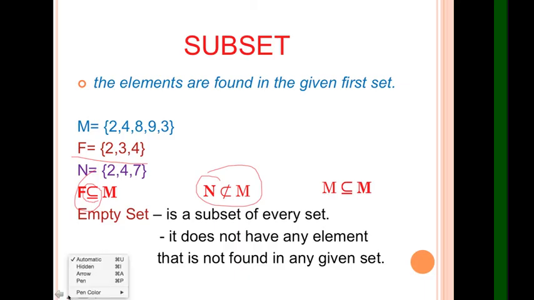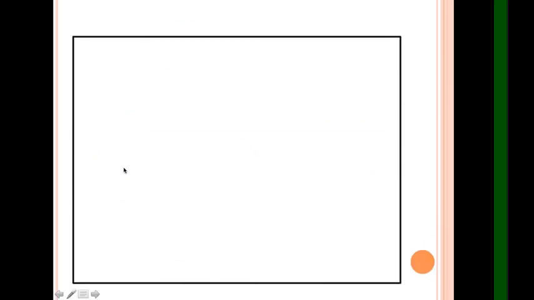So therefore, let's say that we have letter J here, and J is equal to empty set or null set. So therefore, J is a subset of M. At the same time, J is a subset of F. And J is a subset of N. So, ganun siya. Okay?